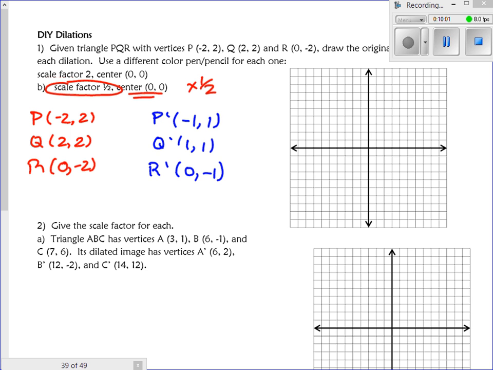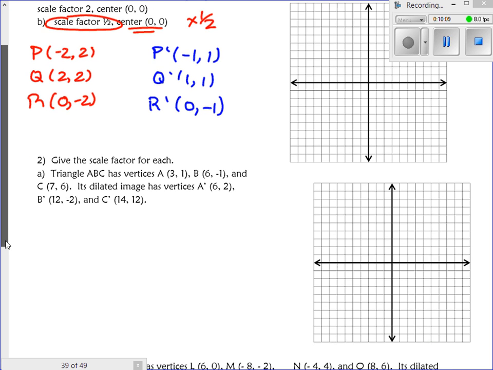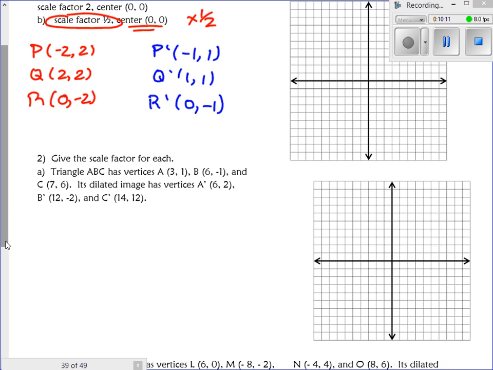And then the other example that you guys could end up with is, here's the image, here's the pre-image. Go ahead and take a moment to figure out what the actual scale factor is. All right, so remember our trick here. I'm going to do the image divided by the corresponding piece of the pre-image. The biggest way to find the image versus the pre-image is to find the primes.